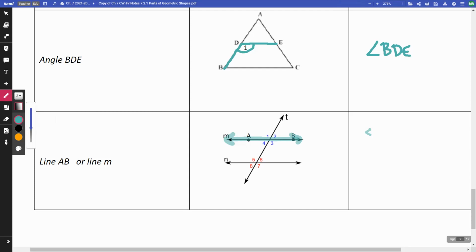I'm just trying to make this darker. So I can call this line, making that line too big. I can call this line AB because I've got 2 points on it. A and B are points. Or I can call it line M. That's the same line, same line. And that's what we did in class today.